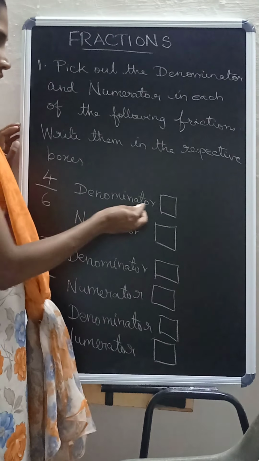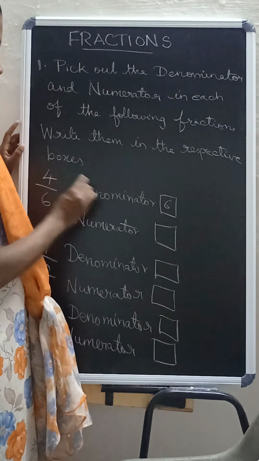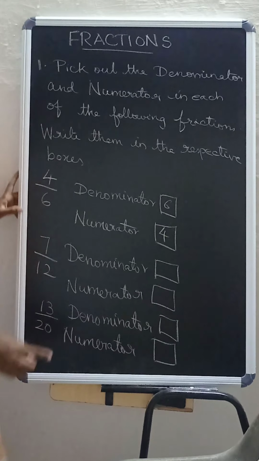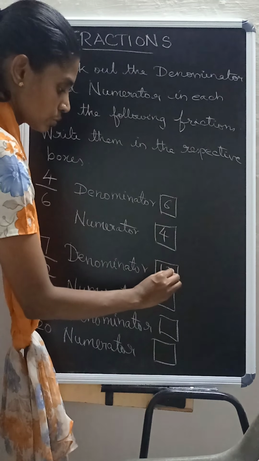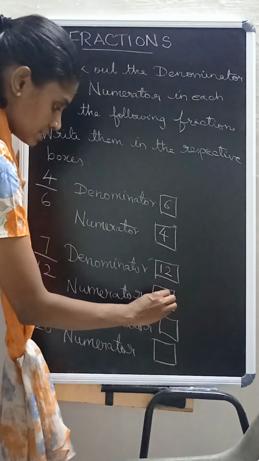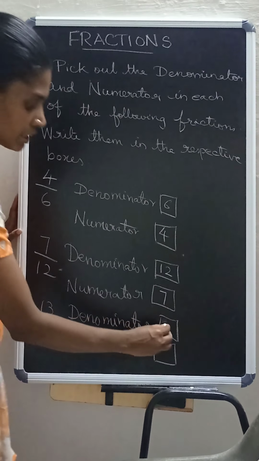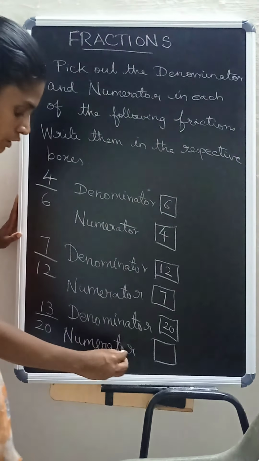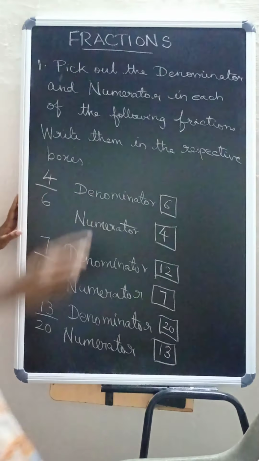The denominator is 6. Numerator is 4. Denominator is 12. Numerator is 7. Denominator is 20. Numerator is 13.